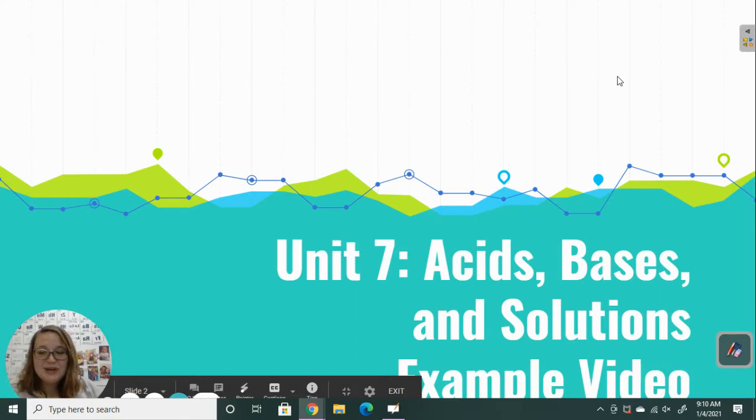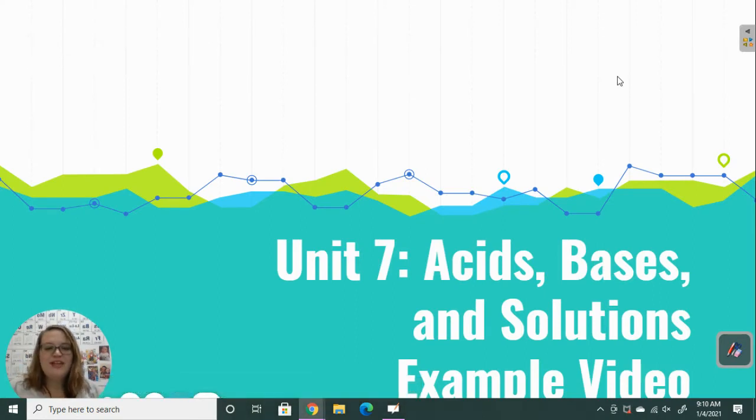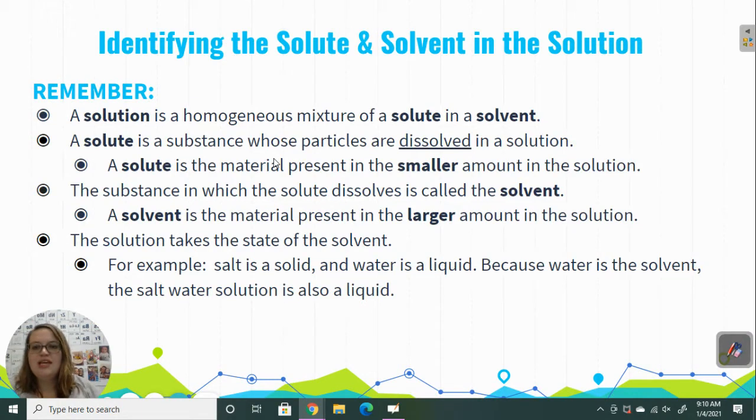Hi guys, I'm going to go through the examples from your Unit 7, Acids, Bases, and Solutions. These are the examples found at the top of your solute, solvent, and solutions review and your concentration calculations practice assignment. So let's first do identifying the solute, solvent, and solution.